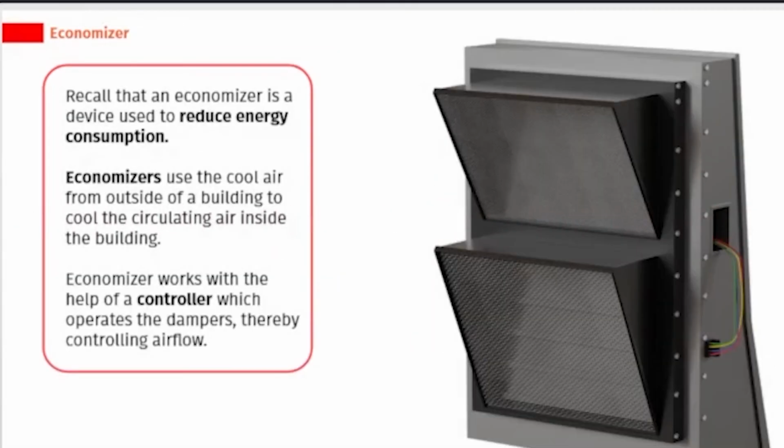Recall that an economizer is a device used to reduce energy consumption. Economizers use the cool air from outside of a building to cool the circulating air inside the building. Economizer works with the help of a controller which operates the dampers, thereby controlling airflow.